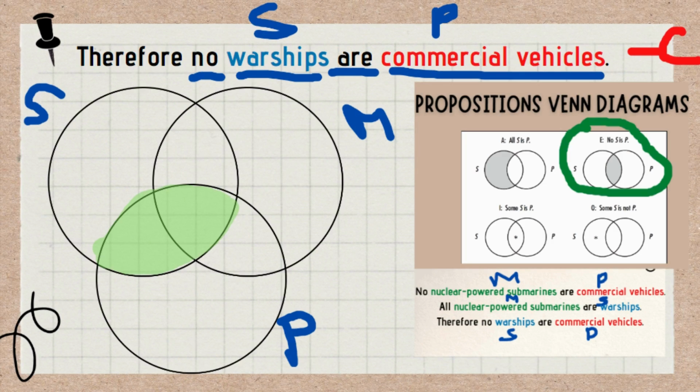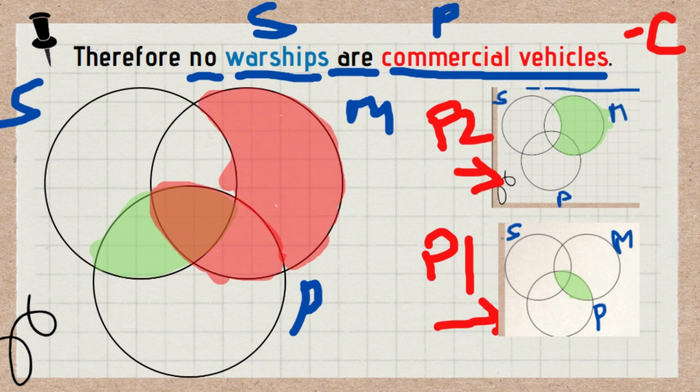So, let's take a look at the conclusion. Therefore, no warships are commercial vehicles. Where warship is the subject and commercial vehicles is the predicate. This is in the form of no S is P. That is E type. No S is P. So we will be marking the region between S and P.